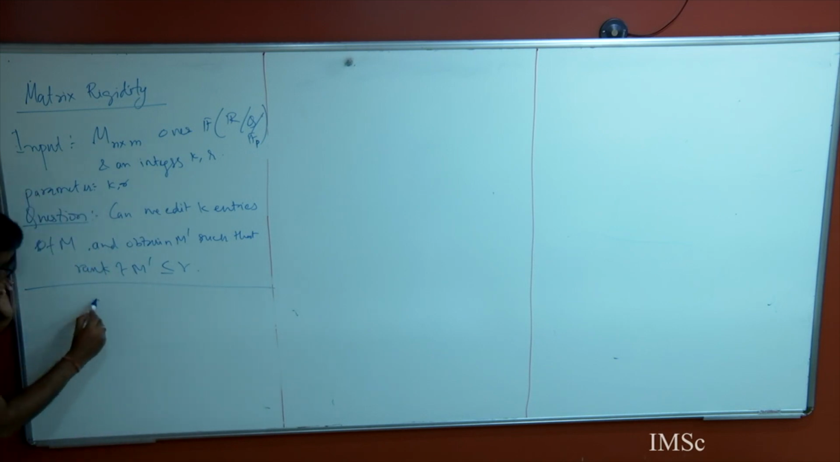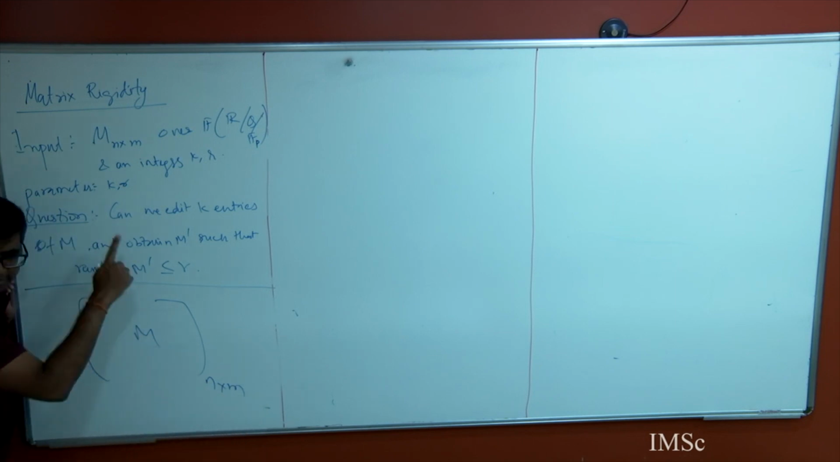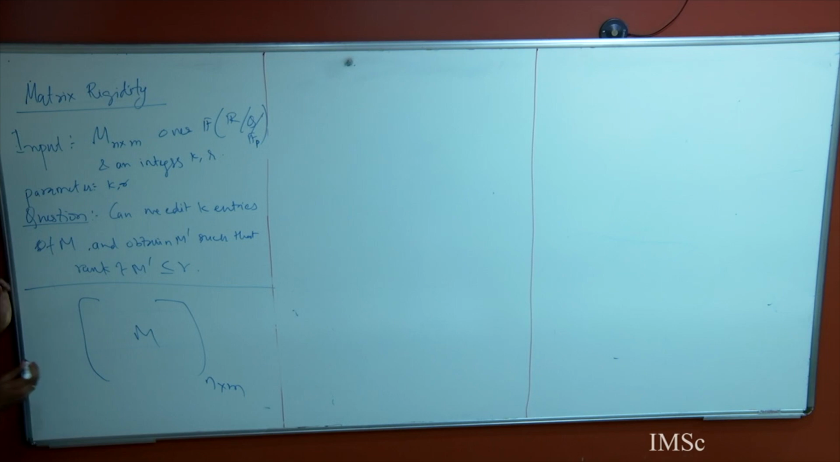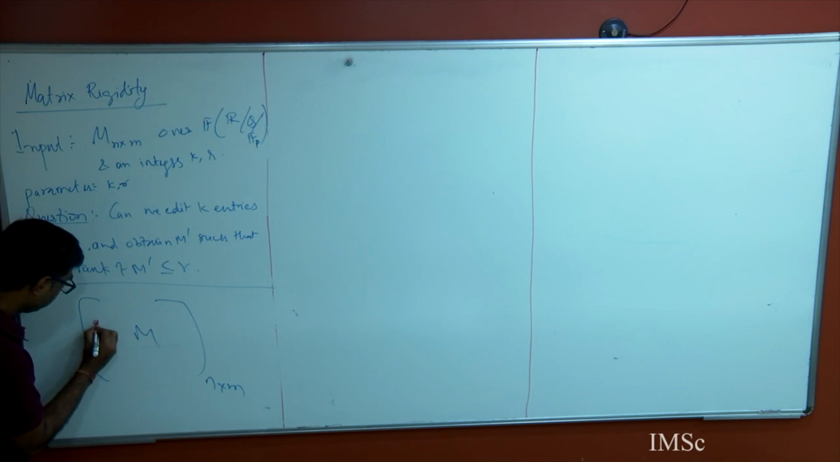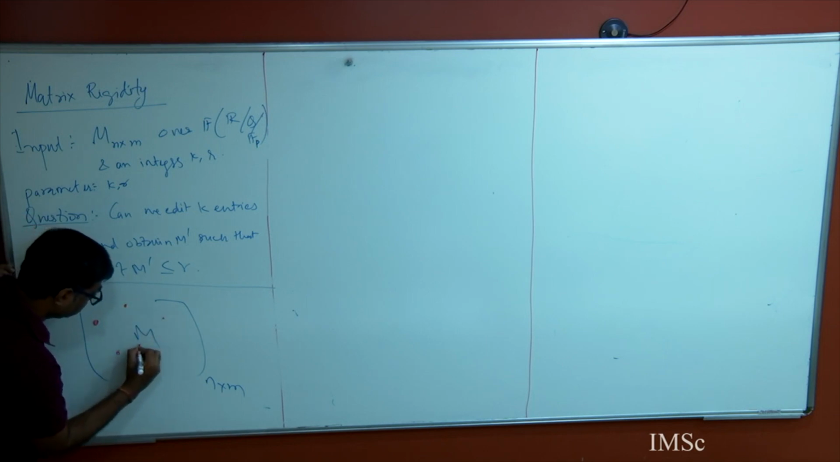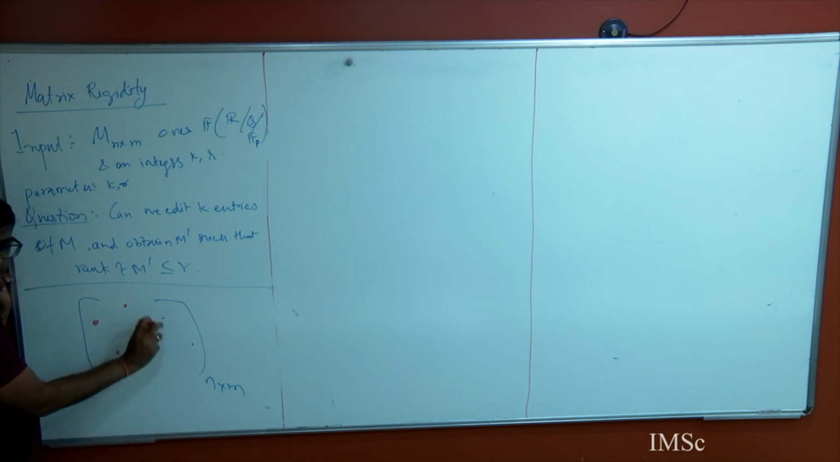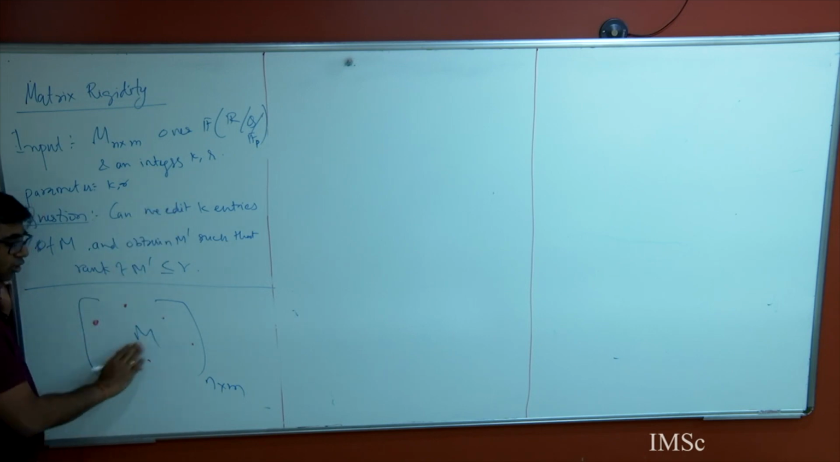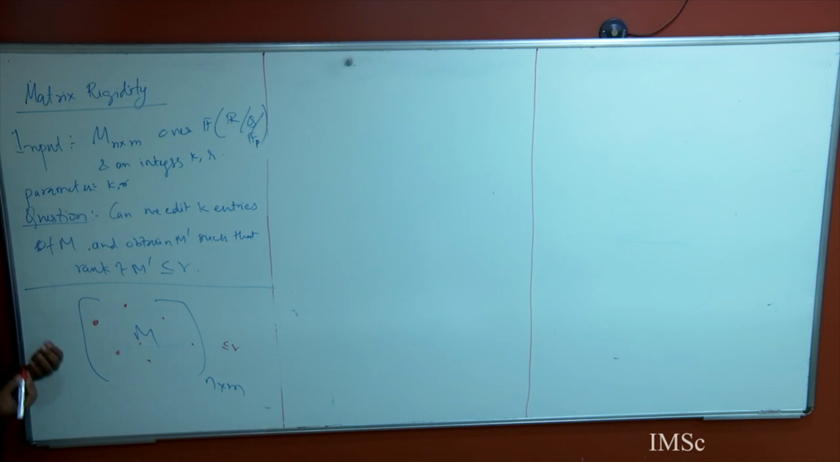Is the question clear? So I have a matrix M, say n cross m, n rows, m columns, right? And I want to change some K entries, such that if I can modify these entries, then the rank of this matrix will become at most R. It could have a very huge rank. Can I change some K entries over the given field such that the rank of this matrix becomes at most R?